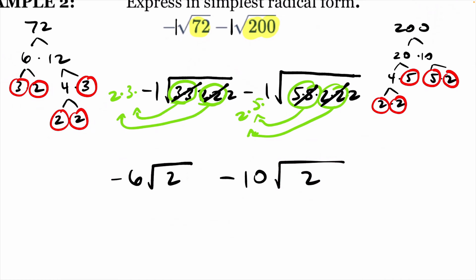Leave the square root of 2 alone. Your answer is going to have a square root of 2. We're not adding them, we're not subtracting them. Once they're simplified, leave them alone. What we are adding or subtracting is the coefficients. So you're going to add these two together, or subtract them, however you want to think of it. -6 minus 10, or -6 plus -10 is -16.